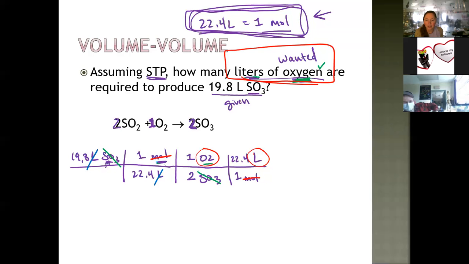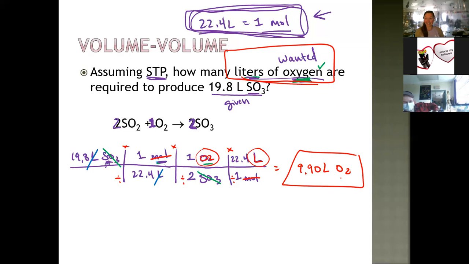Liters of oxygen. So now I'm going to multiply by everything on the top, divide by everything on the bottom. Handy dandy calculator. 19.8 times 1 times 1 times 22.4 divided by 22.4 divided by 2 divided by 1. What do we get? Yeah, 9.9 liters of oxygen.